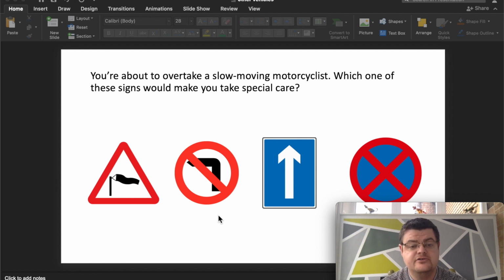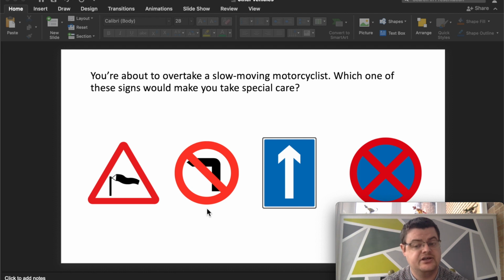The first thing with road signs you should understand is the signing system. Basically, if it's a triangle, such as this, it's a warning. Triangles are warnings, and that's really going to help with this question, because it's saying which one of these signs will make you take special care. So it's trying to say about which signs you need to be aware of. It's trying to say about a warning. So it's probably going to be this sign because it's a warning sign.